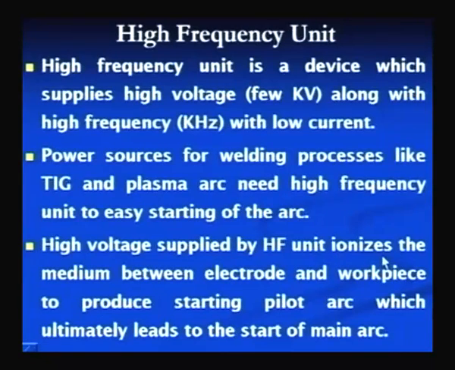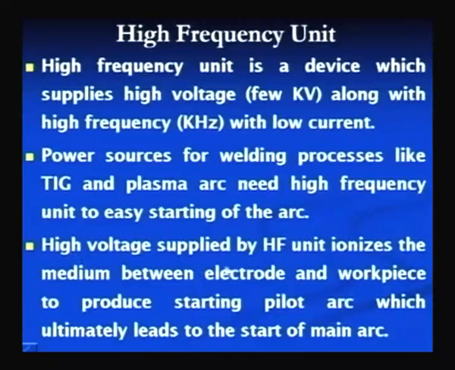The high voltage supplied by the HF unit ionizes the arc gap between the electrode and the workpiece, and the ionized gas column which is produced between the two is used to initiate the arc by the high potential difference established by the high voltage pulse which is supplied by the HF unit, or high frequency unit.